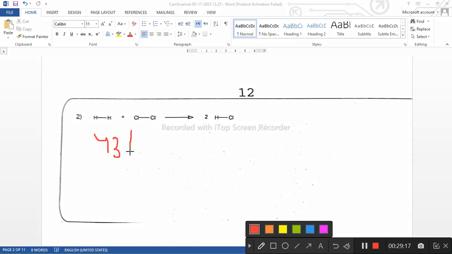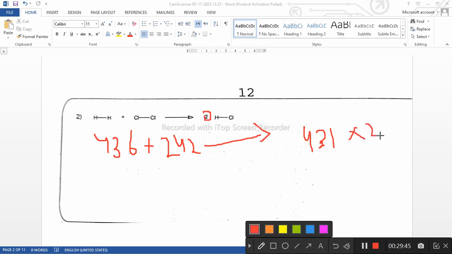436, and plus Cl bond Cl, and the energy which is given in the table is 242. Now HCl, the energy which is given in the table is 431. As the coefficient is 2 along with this, we will multiply this by 2. Okay, now calculate, add these and multiply.